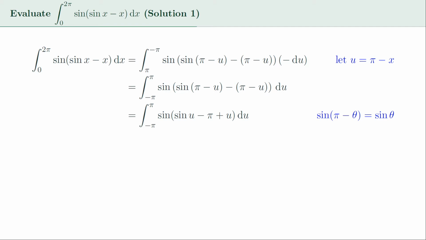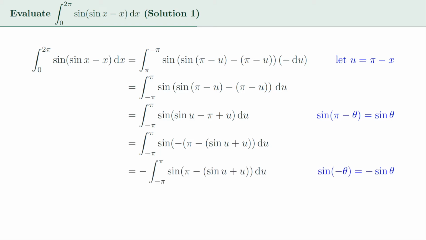And then the quantity negative of (pi minus u) becomes negative pi plus u. Again, if we do some rearranging of this one, we can factor out the negative, so that's negative of the quantity (sine u plus u). And then using another property of sine, that sine of negative u, or negative theta, is equal to negative sine theta, I can factor out the negative outside.